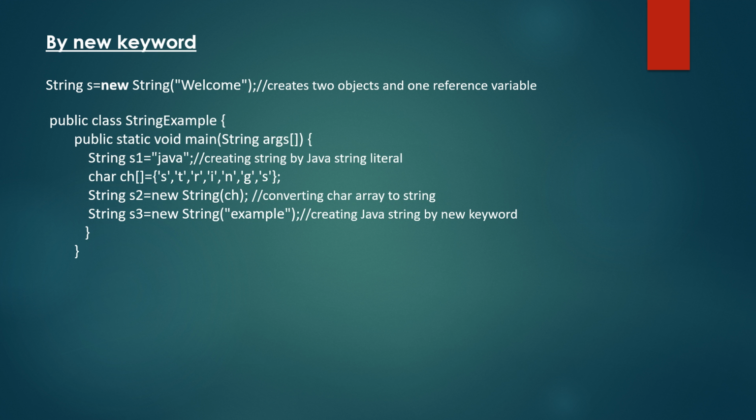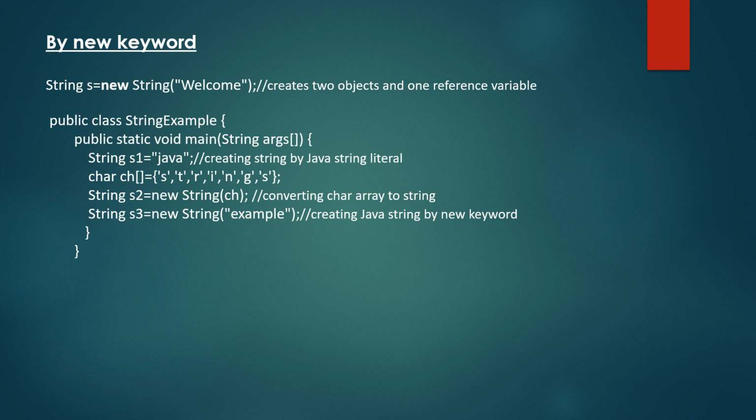The second way of creating a string object is by using the new keyword. For example, String s is equal to new String of welcome. Whenever we create a string object using the new keyword, it will create an object in the heap, and the welcome content will be placed in the string constant pool, and the reference s will refer from the heap to the content in the constant pool.